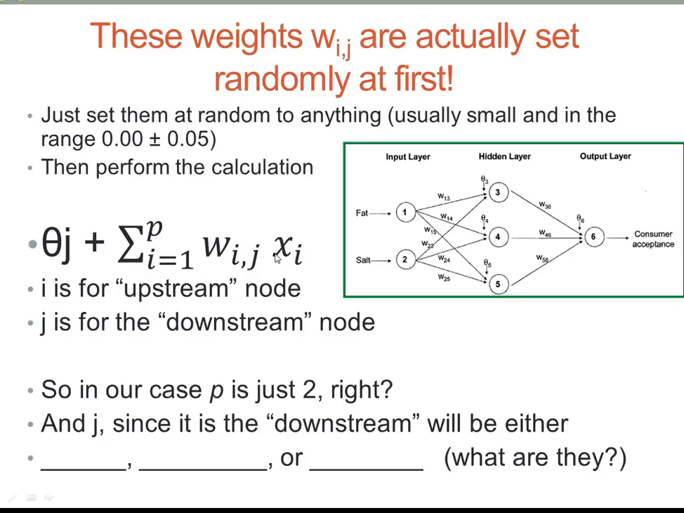I see a plus, so maybe I can use a sigma. So how about if I write it like this? Sigma. What was another thing for, instead of fat and salt, we could use what? X1 and X2, right? Okay.